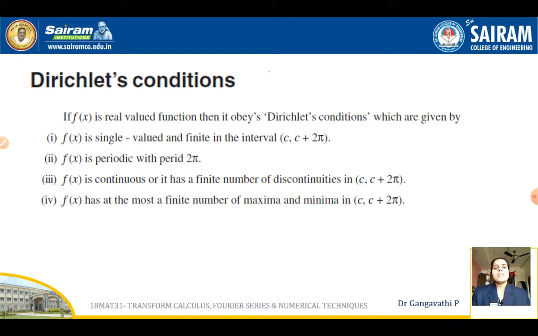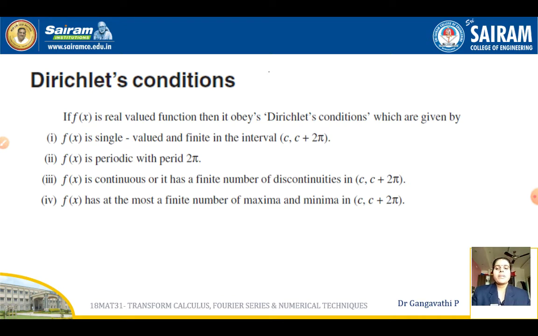So some functions which satisfy the conditions called Dirichlet conditions can be expanded by using Fourier series. So what are these Dirichlet conditions? Let us see the conditions. If f of x is a real valued function, so remember f of x must be a real valued function, and then it must obey the Dirichlet conditions. What are these conditions? f of x is single valued and finite in the interval c comma c plus 2 pi.